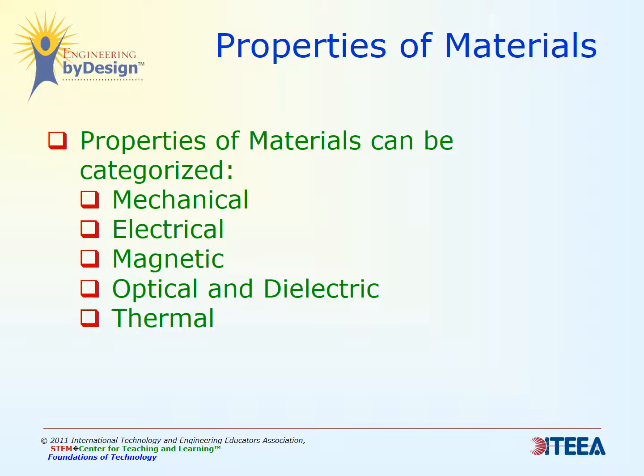Now we're looking at properties of materials. The properties of materials have a classification of 5 items as well: mechanical, electrical, magnetic, optical and dielectric, and thermal. I'll repeat those material properties. Mechanical and electrical, magnetic, optical, and dielectric, and thermal is the final property.